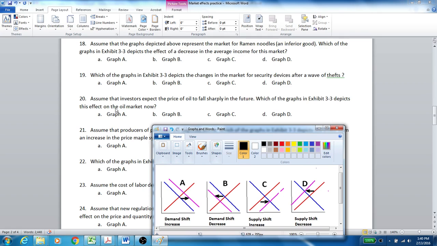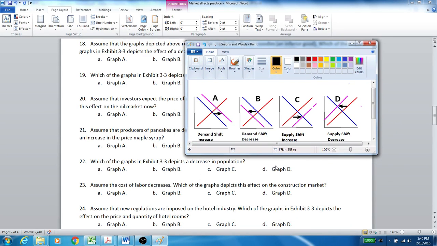Number 20, assume that investors expect the price of oil to fall sharply in the future. What do the graphs depict as the effect on the oil market now? The anticipation of a drop in oil prices will cause there to be a decrease in the demand for oil right now. That's graph B.